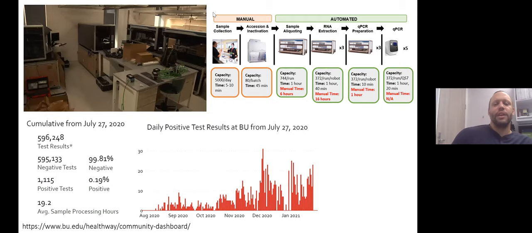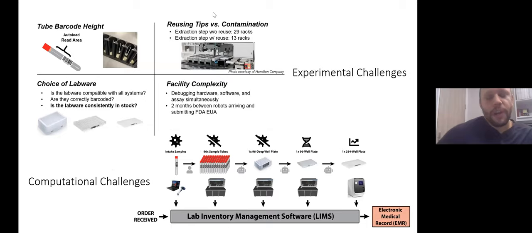There've been some experimental challenges. I want to make sure I wrap up to stay on time, but there are lots of experimental challenges. There were challenges just getting the barcode heights to be correct. Do we want to reuse tips? What labware do we want? Was the labware in stock? What was the supply chain process for this? There are rooms in the building that I'm in that are devoted just to storing tips. So it's a real supply chain challenge, debugging, et cetera.